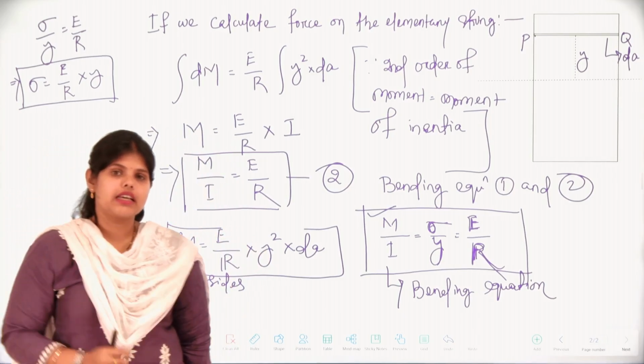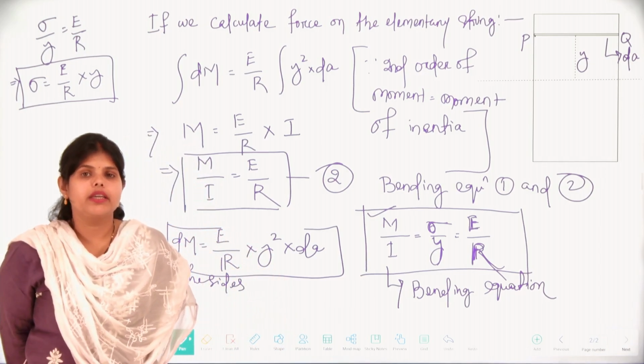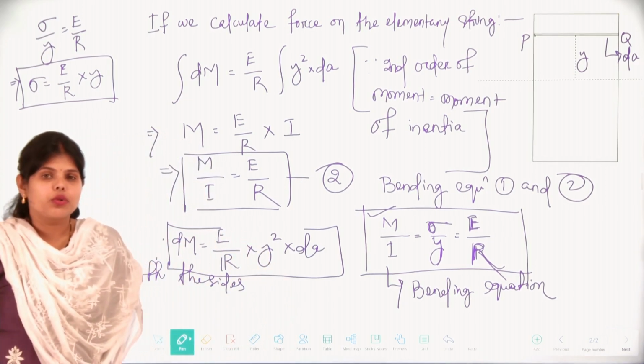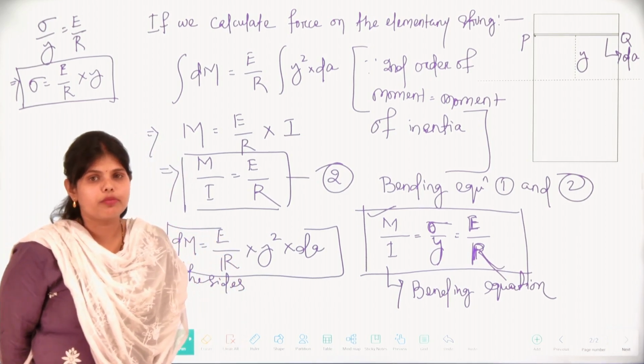In this class we have derived the whole bending equation and got M by I equal to sigma by y equal to E by R. In our next classes we will use this formula and solve lots of numericals on the basis of this.